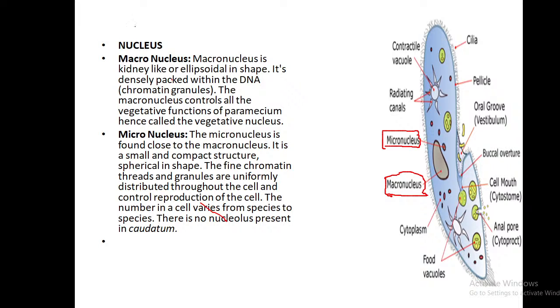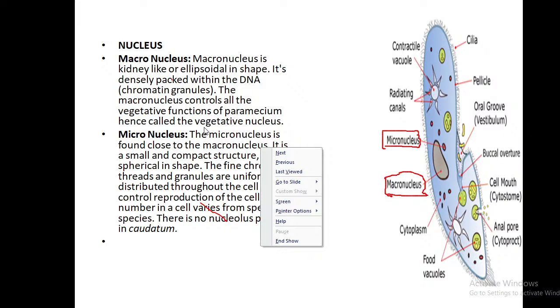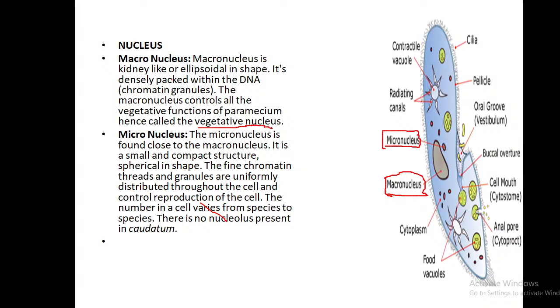The vegetative nucleus, macronucleus, is also called the vegetative nucleus. It controls the vegetative functions of the cell, such as the movement of the cytoplasm and the movement of the contractile vacuole inside the cell. Vegetative activities are nutrition, respiration, and excretion.